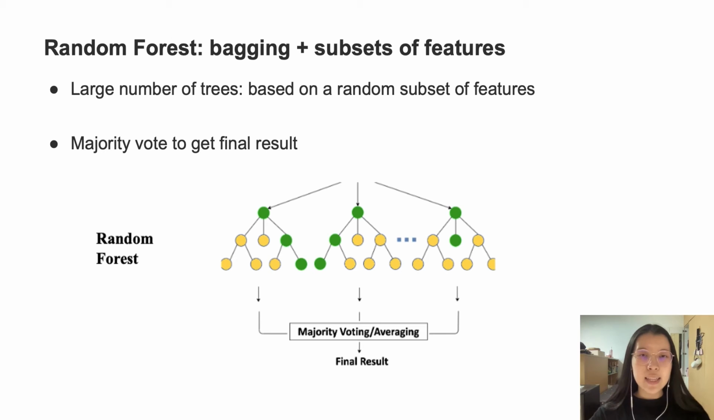For random forest, it is actually an extension of bagging. It generates a large number of trees, each of which is based on a random subset of features. Then, the majority vote is adopted to get the final results.